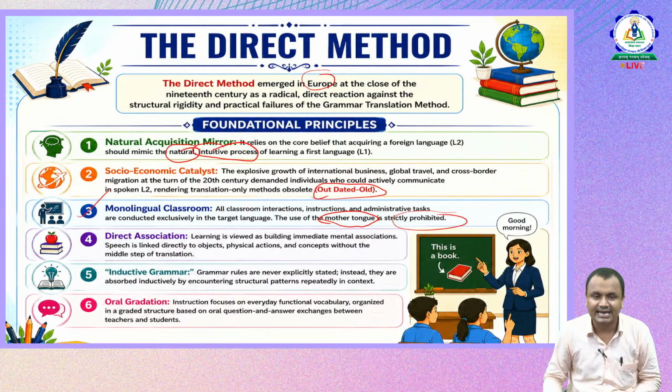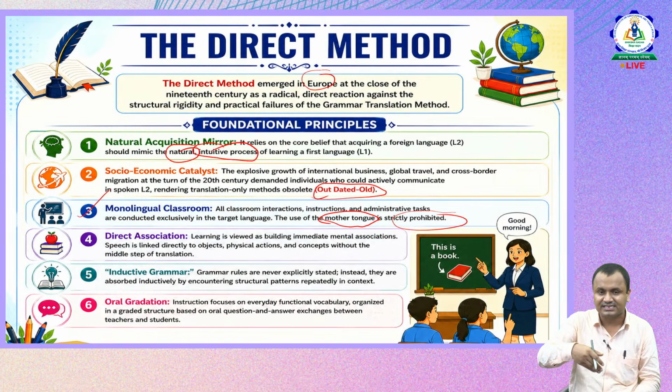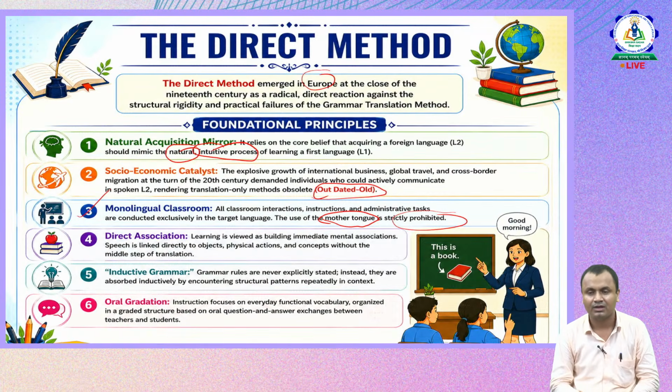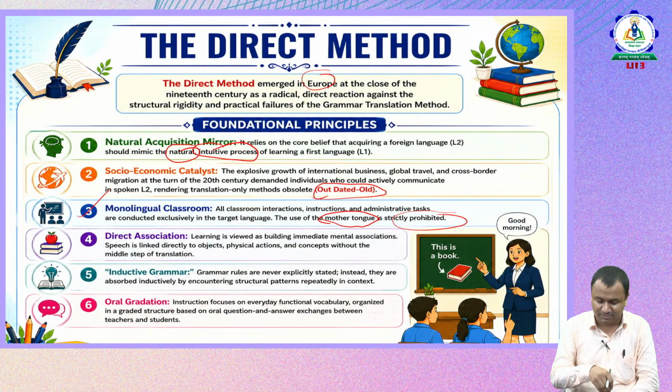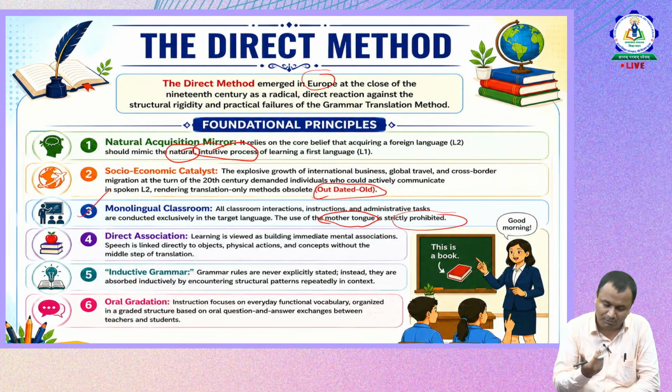Next is direct association. Now, while teaching language, we need to tell the meaning of particular words. And in the grammar translation method, we have seen that we used to tell the meaning in the mother tongue or in Hindi. But in the direct method, we cannot use Hindi or any mother tongue. So how will we explain the meaning of a particular word, a particular concept, or particular content?